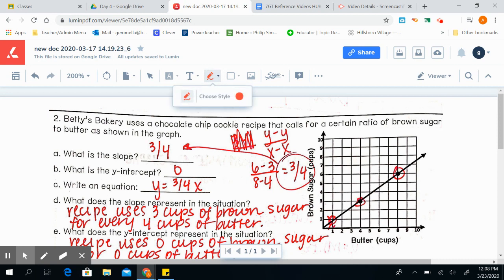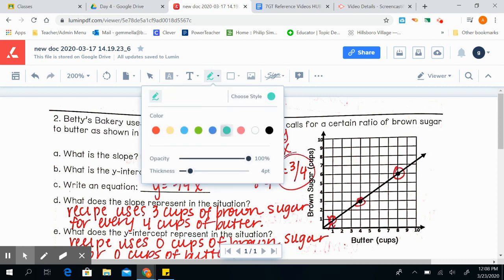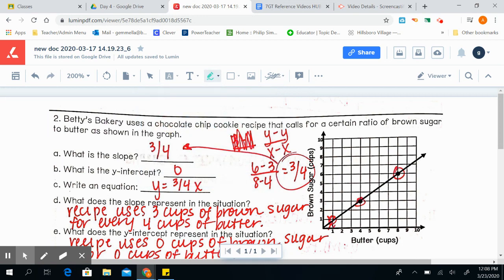Okay, and let me try using my pen. I'm going to do this color. Now that's because, remember, the numerator 3 is the change in y. So if I'm using this point, I would go up 3. The change in y is 3. The change in x is 4. So the slope is 3/4.